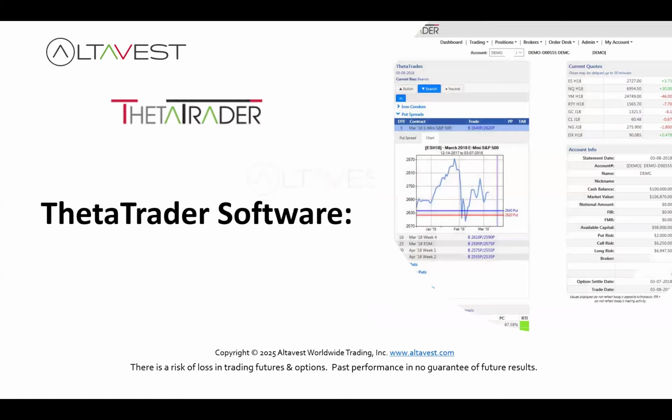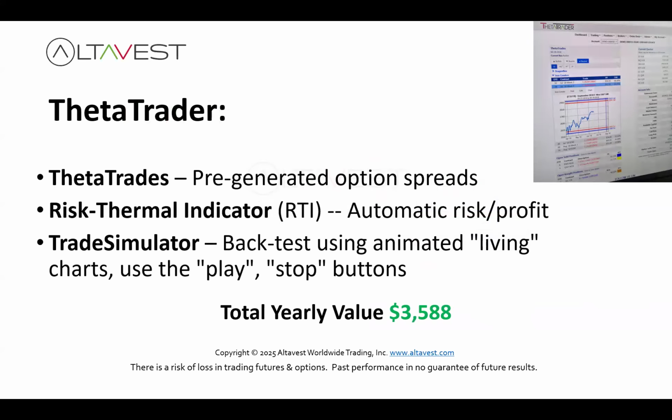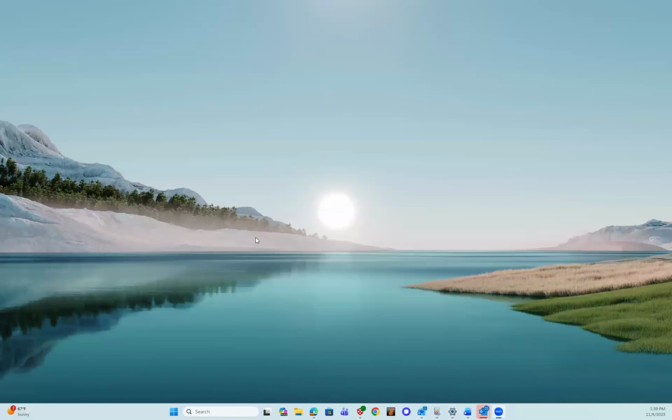The ThetaTrader software is everything you just saw in the demo here. That includes all the theta trades, the risk thermal indicator, and the trade simulator. Remember, the RTI is the automation for the risk and profit taking. The trade simulator that you saw some examples of, you don't have to use that play button. You can go directly to the end of each trade with just one click. But just for demonstration purposes, I used the play button. So it's valued at over $3,588 on the ThetaTrader software alone. But you do also get the one-touch trade alerts.